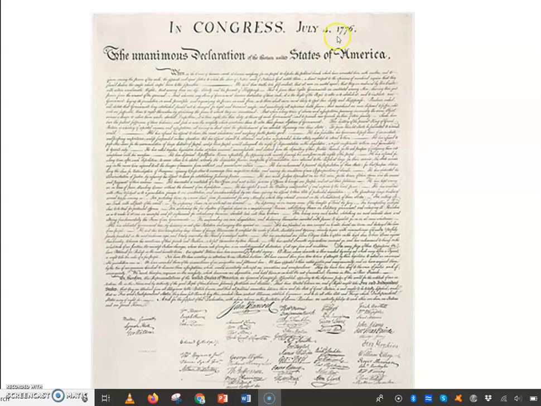Now, what does King George think of this? Well, he kind of laughs at it. You know, the American Revolution has been going on for a little bit over a year, but the war is nowhere near over yet. The Americans will have to win that war before they can truly be independent.